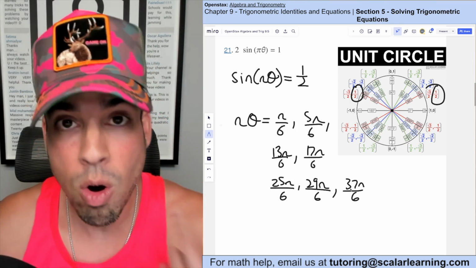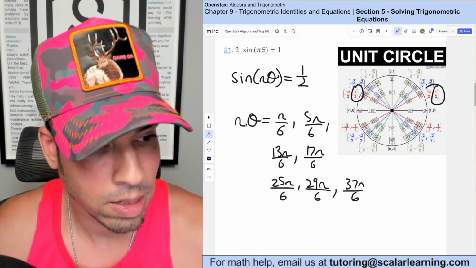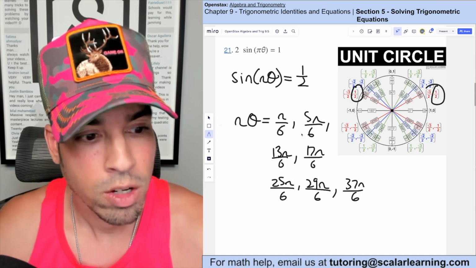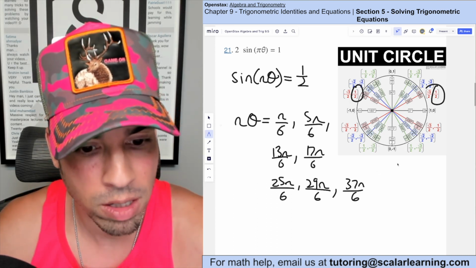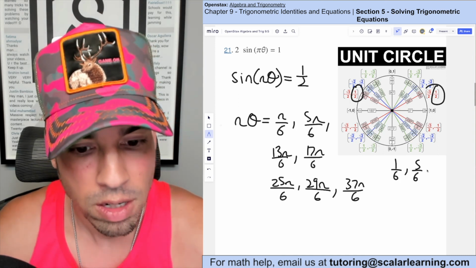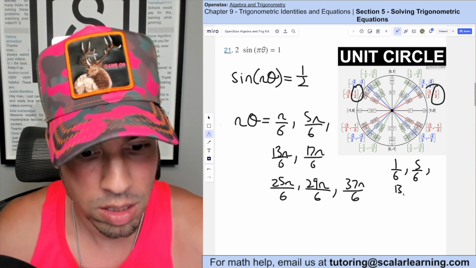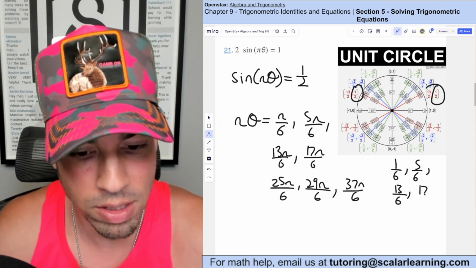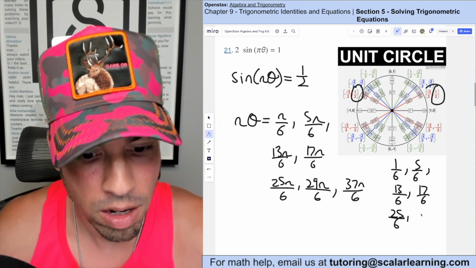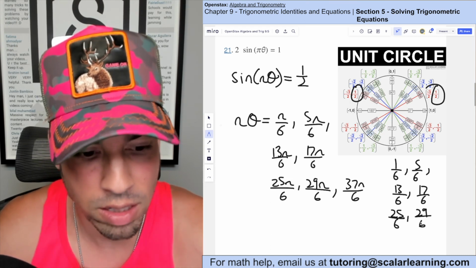Okay, then all of these now need to be divided by pi to get theta, because this is pi times theta, so divide them all by pi. So this one divided by pi becomes 1/6, this one becomes 5/6, this one becomes 13/6, this one becomes 17/6, 25/6, 29/6. Okay, let's take a pause here.